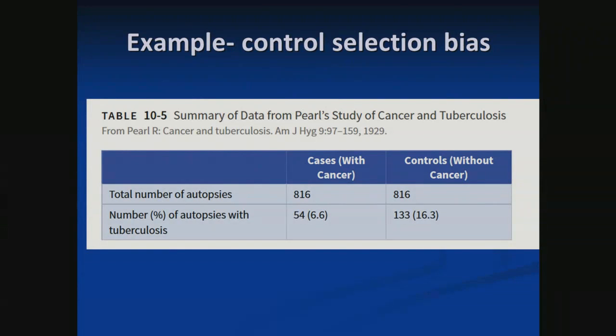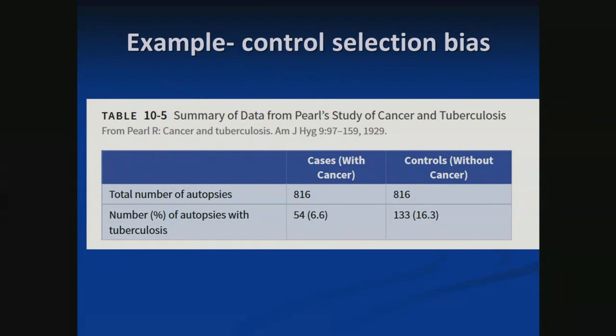And then they confirmed the cancer cases, and they chose 816 of those autopsies that did not have cancer to be the control group. They assessed the number of autopsies with evidence of TB, and they found these results. 6.6% of the cases had TB, and 16.3% of the controls had TB. A lot more controls had TB. So what is your conclusion from this? What can you conclude?